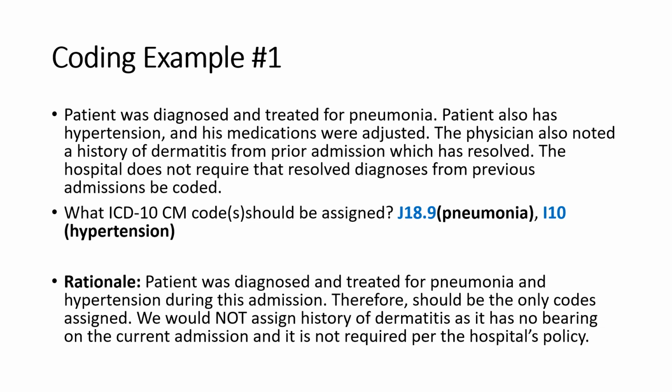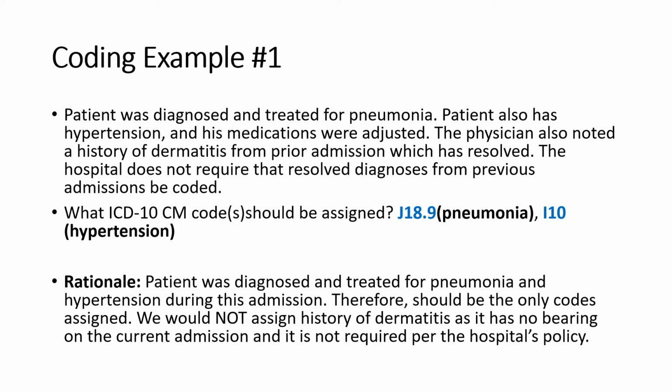Now, as we move into our first coding example, our patient was diagnosed and treated for pneumonia. The patient also has hypertension and his medications were adjusted. The physician also noted a history of dermatitis from a prior admission, which has resolved. The hospital does not require that resolved diagnoses from previous admissions be coded. So what should our ICD-10-CM code assignment be?